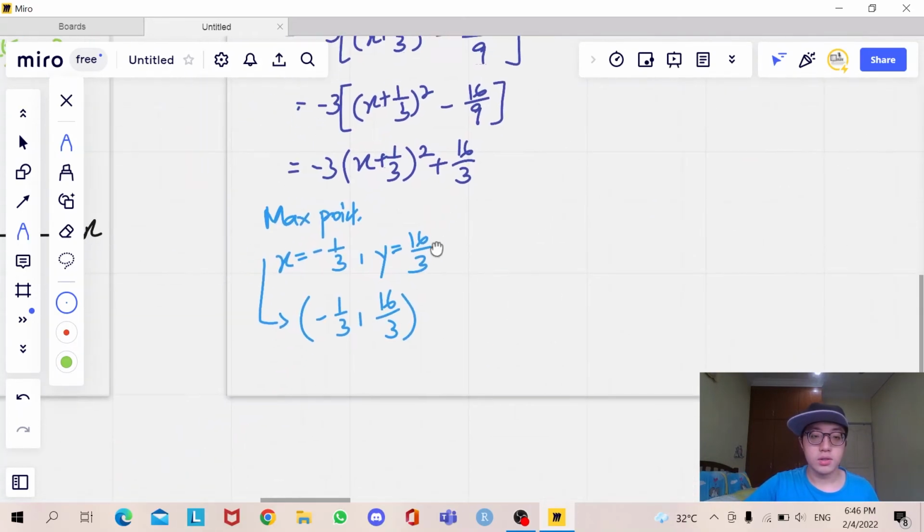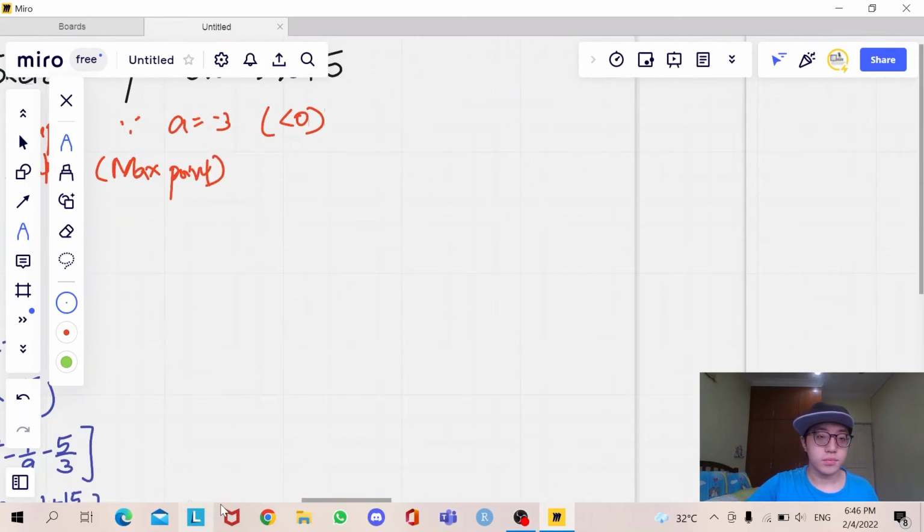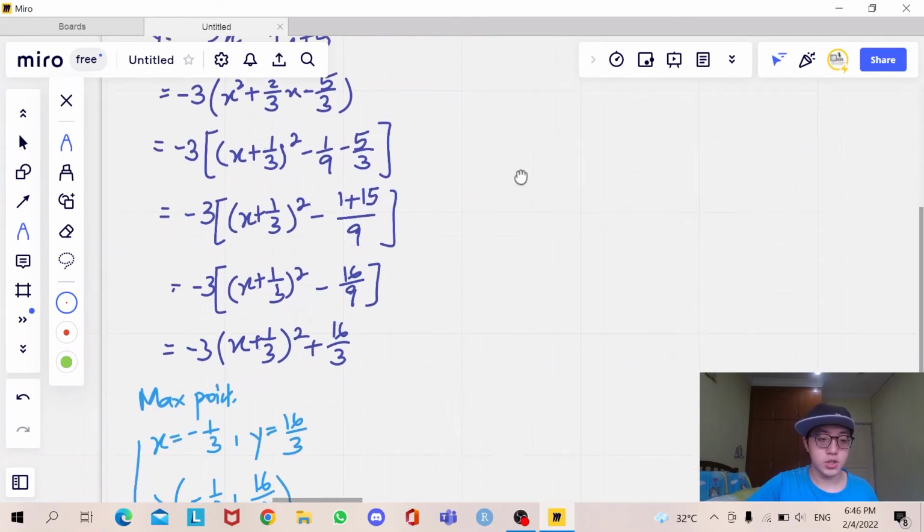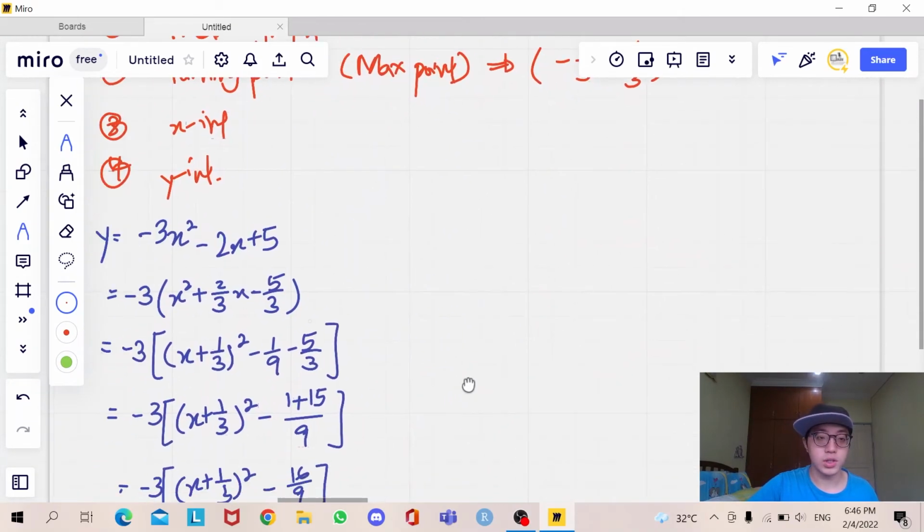All right, so let's write down here. Max point is negative 1 over 3, 16 over 3. All right, just double check if our information is correct. Negative 1 over 3, 16 over 3. All right, next we need to look for the x-intercept.